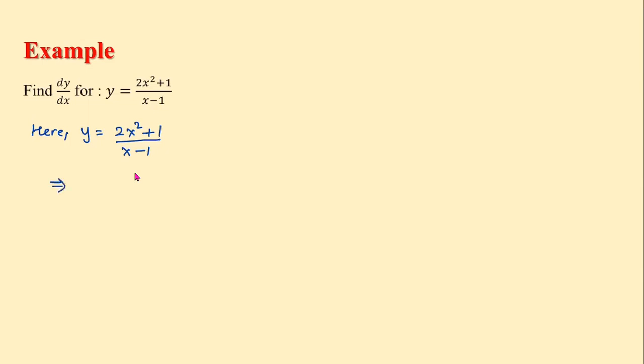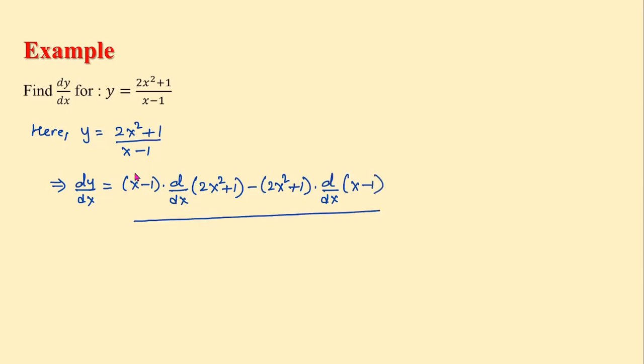The quotient rule is: the derivative of y with respect to x is equal to the denominator x minus 1 times the derivative of the numerator, the derivative of 2x squared plus 1, minus the numerator, that is 2x squared plus 1, times the derivative with respect to x of the denominator, everything divided by the square of the denominator. That is the quotient rule. Now this is equal to x minus 1 times the derivative of 2x squared plus 1, which is 4x, then minus 2x squared plus 1 times the derivative of x minus 1, which is 1.